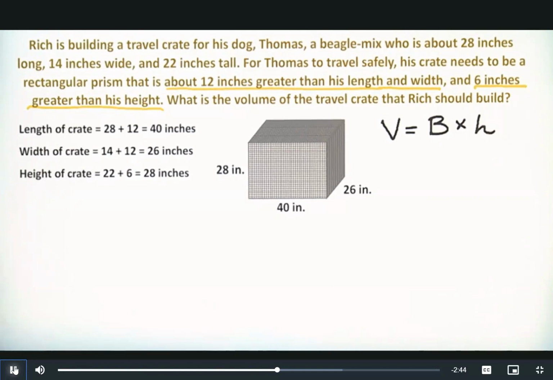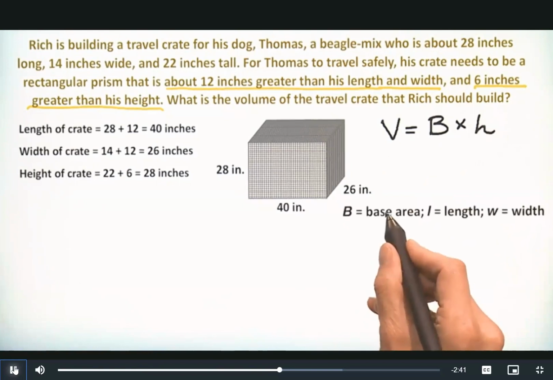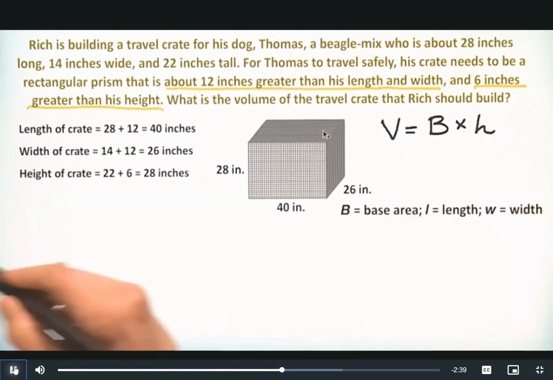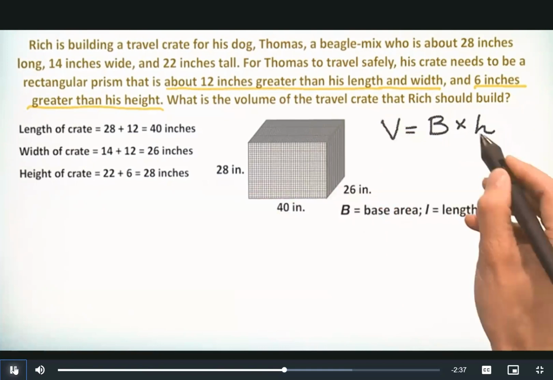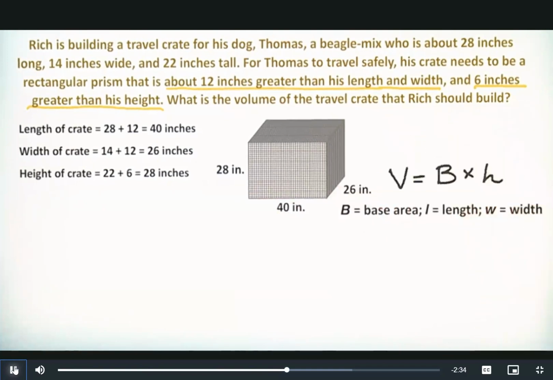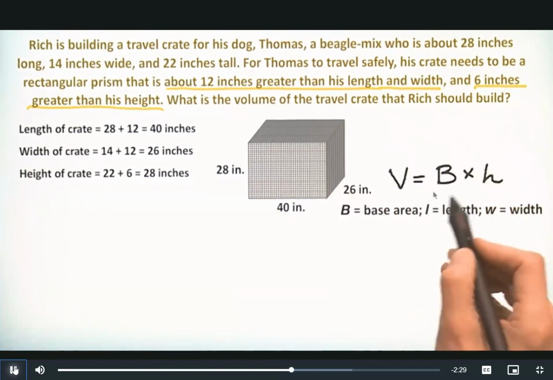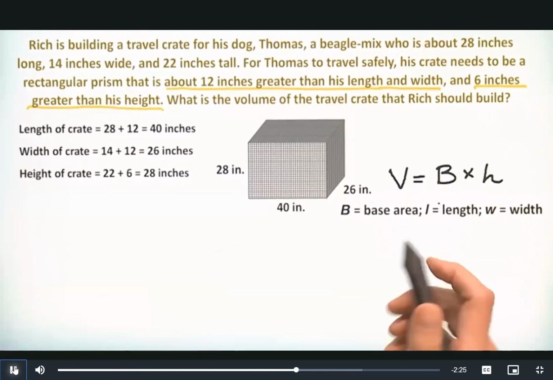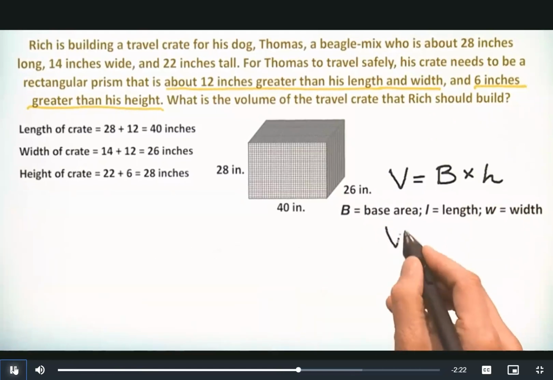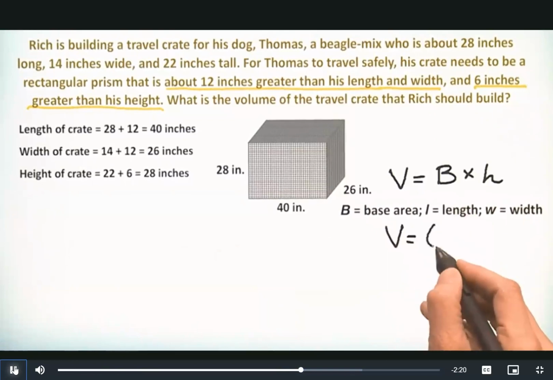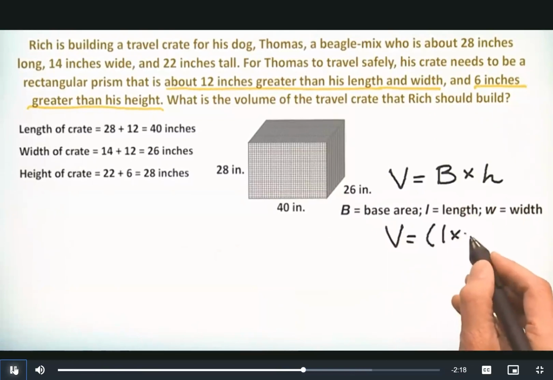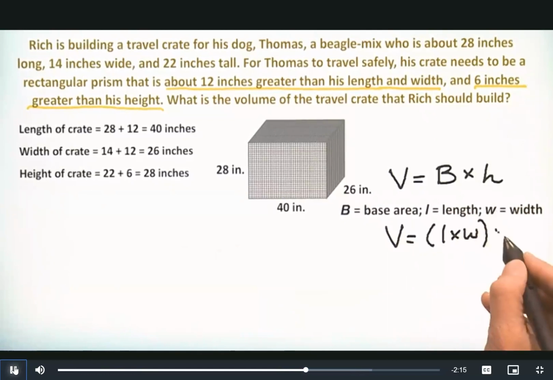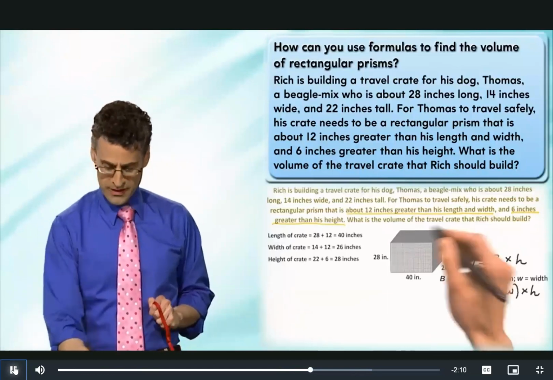Where the base area is B, and if L represents the length and W represents the width, then we know what the base area is. It's just length times width. And so really, we could write this volume formula in a cooler way by saying, well, the area of the base is just the length times the width, and then we multiply by the height. And that's the volume for the rectangular prism.